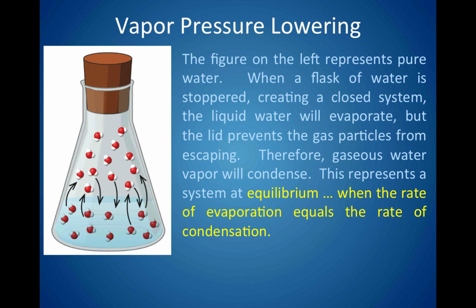When a flask of water is stoppered, creating a closed system, the liquid water will evaporate. But the lid prevents the gas particles from escaping. Therefore, gaseous water vapor will condense. This represents a system at equilibrium, when the rate of evaporation equals the rate of condensation. This equation represents the equilibrium that occurs when liquid water changes into a gas and then water gas changes back into a liquid.